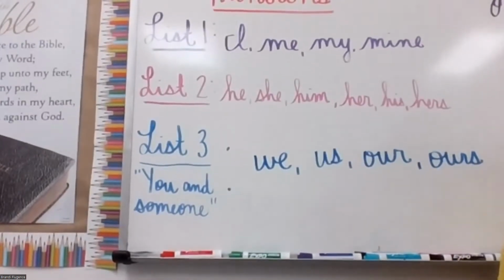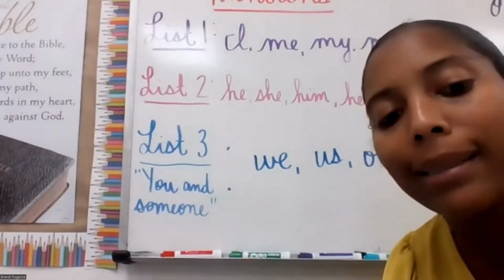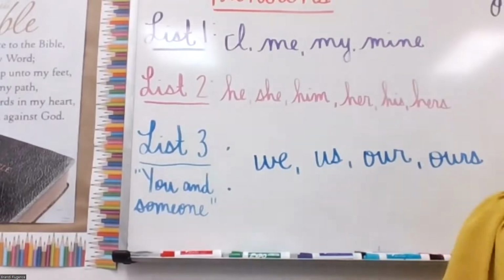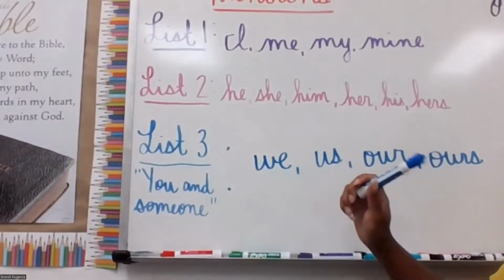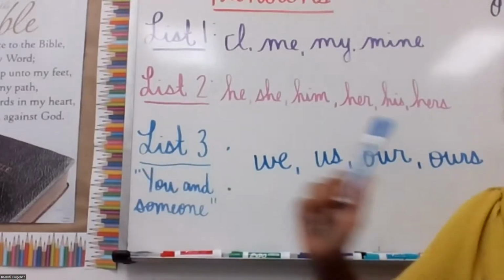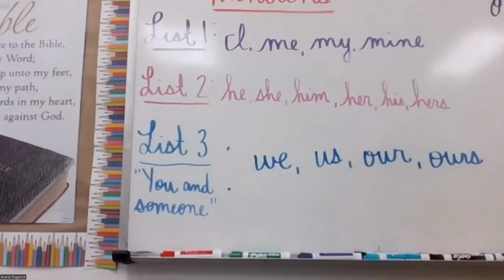So these are list 3 pronouns. They take the place of you and someone together. So you don't have to say your name and you don't have to say their name. You can say we, us, our, and ours because you're talking about the both of you together. So go ahead and copy list 3. Get that written down, list 3.